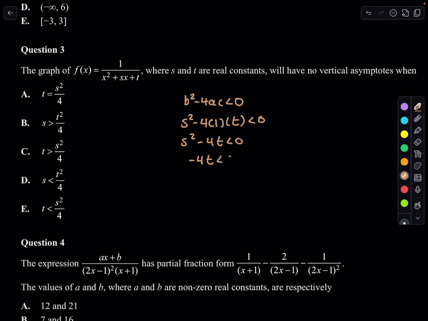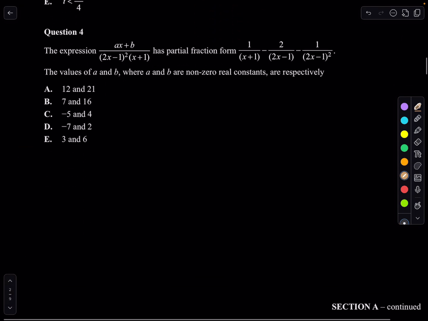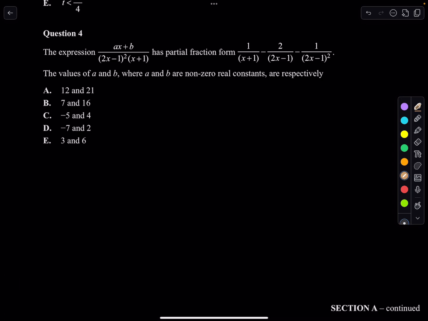Negative 4t is less than negative s squared. Divide both sides by negative 4. Remember, if you're dividing by a negative number, the sign changes. There it is. So t is greater than s squared over 4, which looks like question 3C. Perfect.